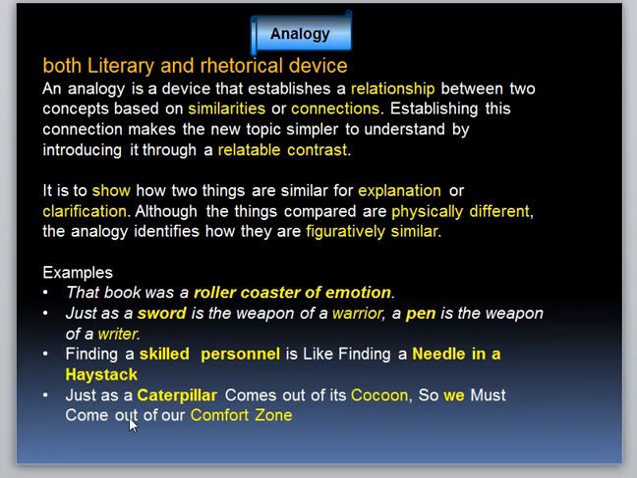Just as a caterpillar comes out of its cocoon, so we must come out of our comfort zone. Now here there are two different things. A caterpillar is compared with humans. It is saying how it comes out of the cocoon, how it struggles, and somehow gets success and becomes a butterfly, right? In the same way we should get out of our comfort zone to find our own aim in life. To achieve our goals, we have to come out of our comfort zone.